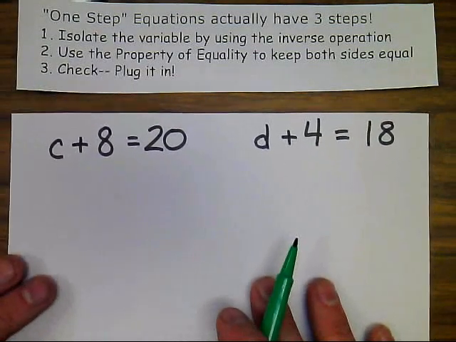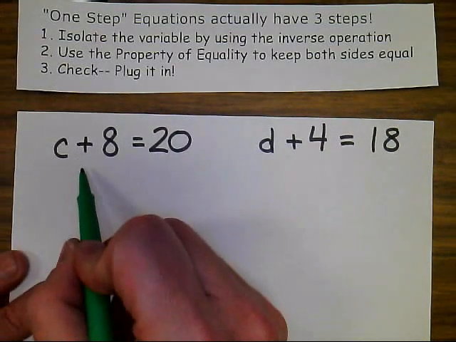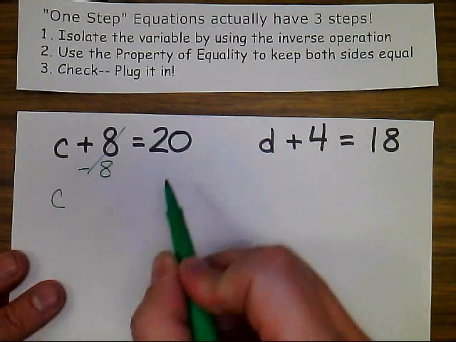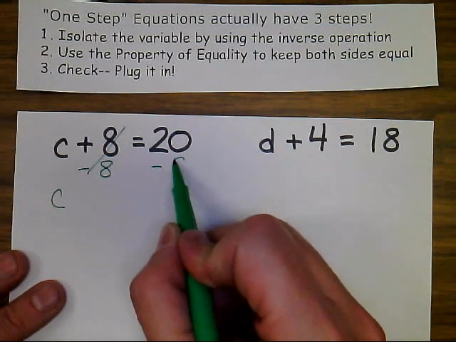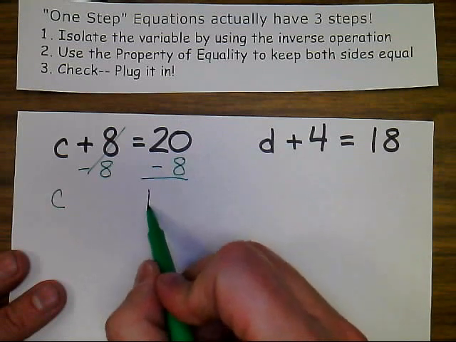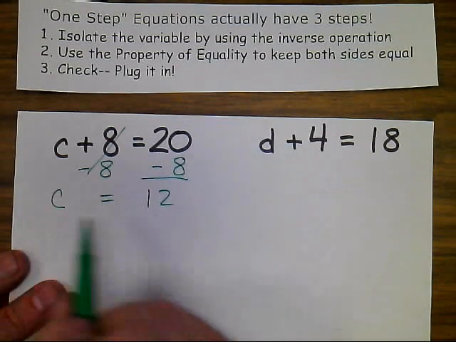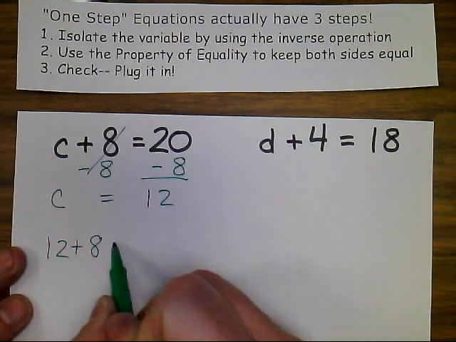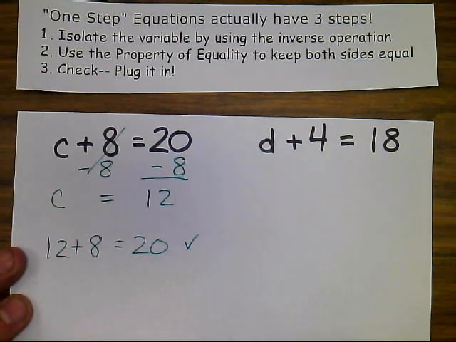So I'm going to try a couple more of these, just going a little faster, maybe a couple larger numbers. So we're isolating our variable. We're going to do the inverse operation. We're going to subtract 8. That leaves me with just c. And then over here, using my property of equality, I'm going to subtract 8 as well. Keep everything balanced and equal. 20 minus 8 is 12. And let's go ahead and check my answer. 12 plus 8 does equal 20. And so that's a true statement.